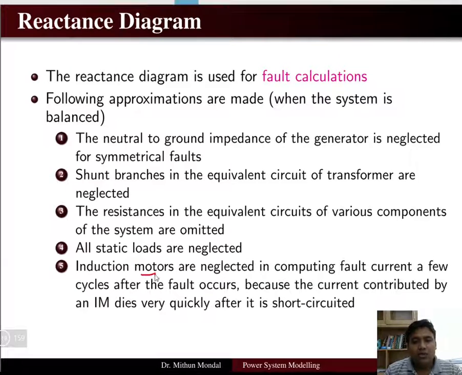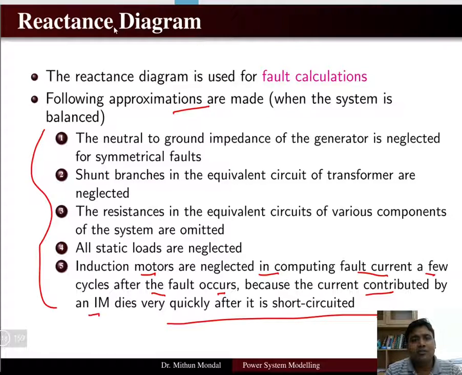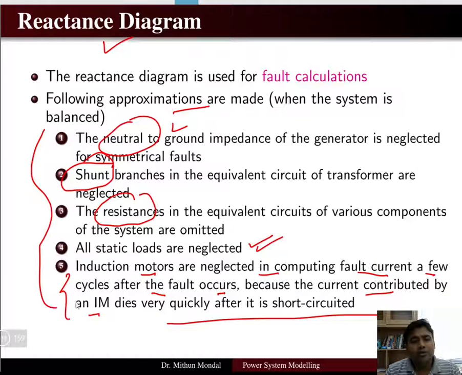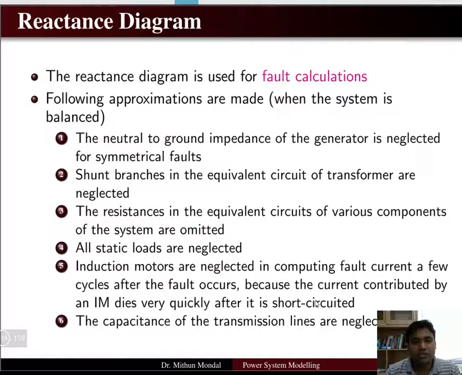Induction motors are neglected in computing fault current a few cycles after the fault occurs, because the current contributed by an induction motor dies very quickly. So these are the approximations that will be done to obtain the reactance diagram from the impedance diagram. We have seen that shunt branches, resistance and neutral impedance are neglected. These are the main things, and all static loads are neglected. This plays an important role but is used rarely. Induction motors are always neglected because it is a usual phenomenon in an induction motor that when there is a short circuit, the current dies out very fast.